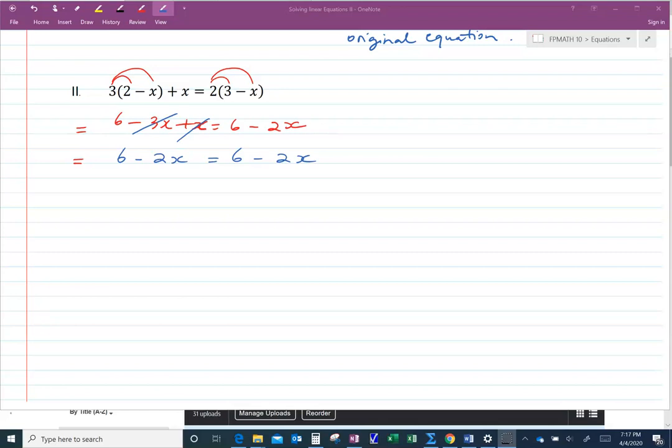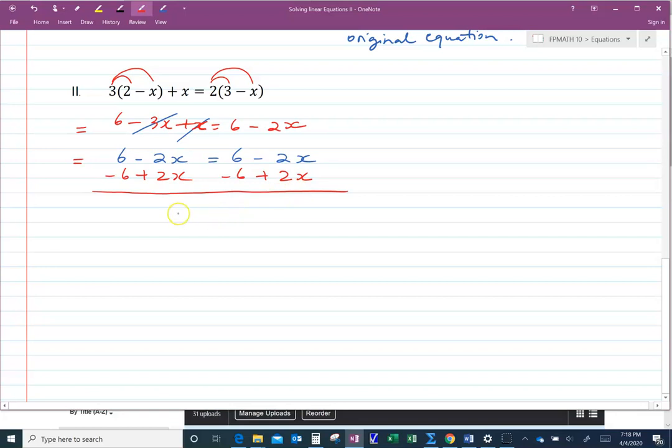So when we do that, you add the 2x to both sides, because we want to move the x to one side, and then let's change the numbers. So subtract 6 from both sides. So we're going to get 0 equals 0. Oh, that's interesting.